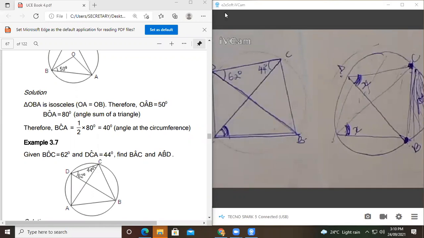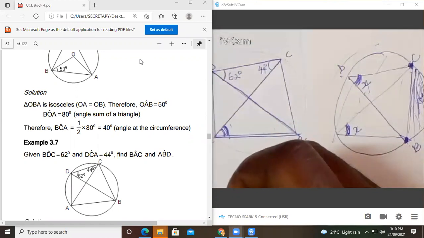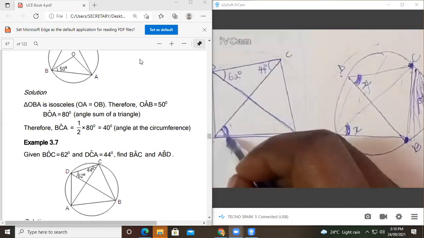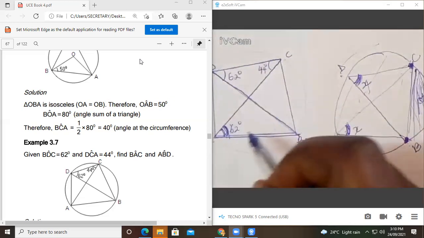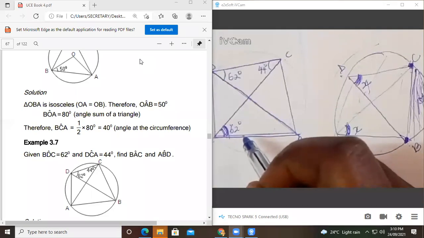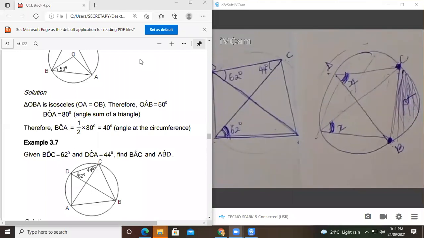How can you speak when you have muted yourself? Esther, which angle is here? 44. No, the angle is 62 degrees. Because they are in the same segment. Are we together? Members, I want you to ask if you have not understood. I don't want to go to something else.